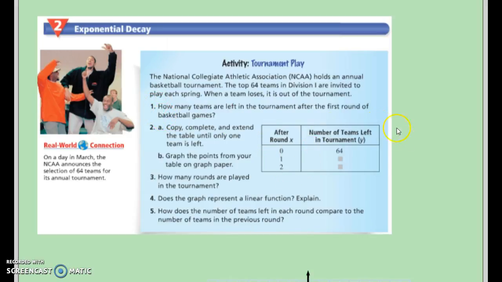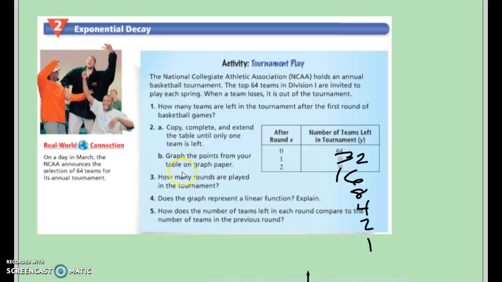So first we want to write a table and start there, right? I know that after no rounds, there are 64 teams left. Once I've had one round, I know that half of those teams are gone because they've all played, so I've got 32 teams left. Then after 2 rounds, I have 16 teams left, right? And if I continue on, half of these teams are gone, and then half again, and then half again, and then I have my winner.